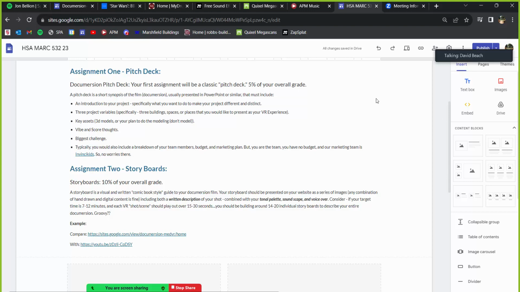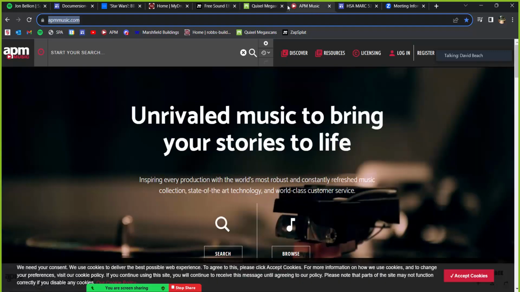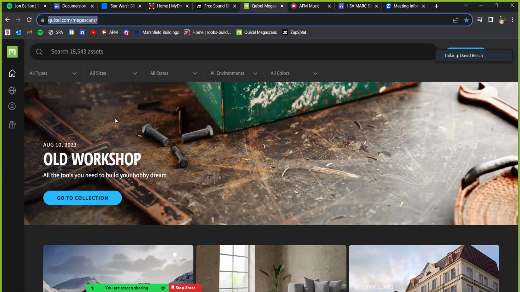The other things that go along with that, 3 websites that I have listed for right now that are going to be key to your existence. Not so much for storyboard phase yet, but things that you should be looking at. Okay, those are Zapsplat, APM, and Quixel. I think all of you know Quixel, right?